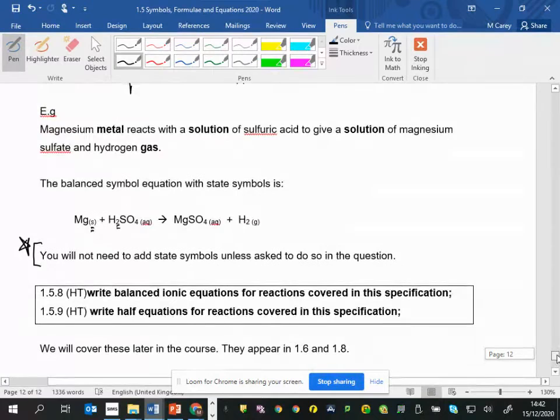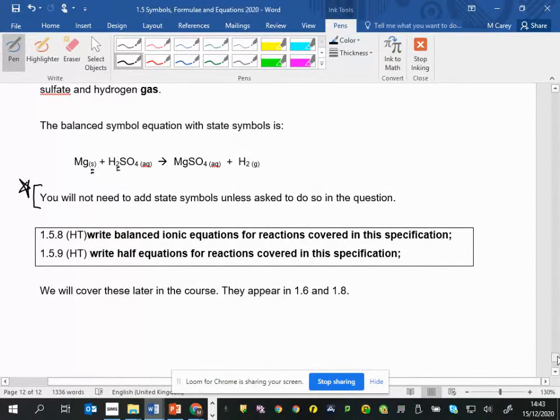Now, this last part is difficult, and I think we're just going to solidify the idea of balanced chemical equations before we look at ionic equations and half equations. There's not an awful lot of these you need to know, right? So we're not going to go into great detail on them at the moment. As I say, we'll cover them later in the course.